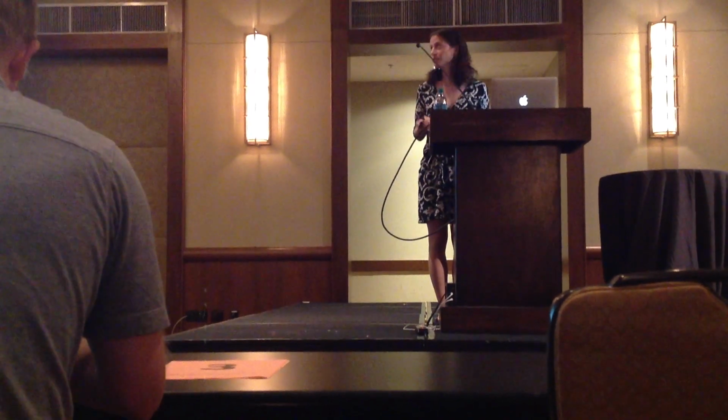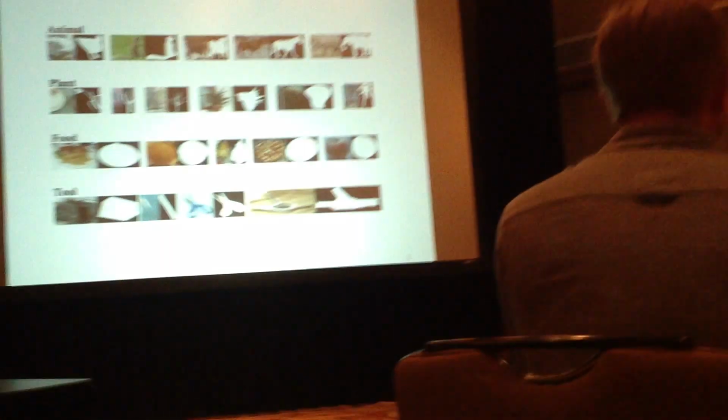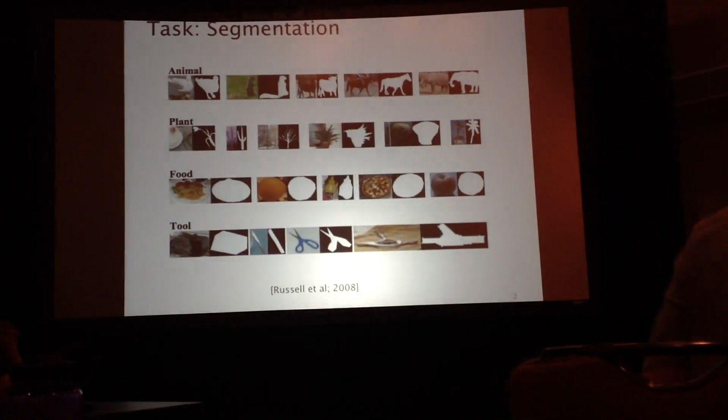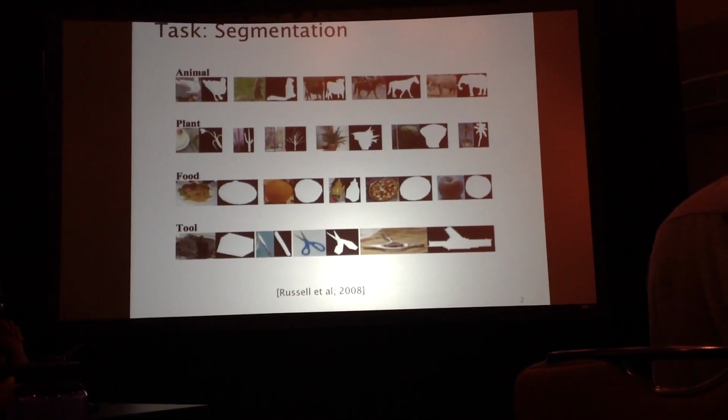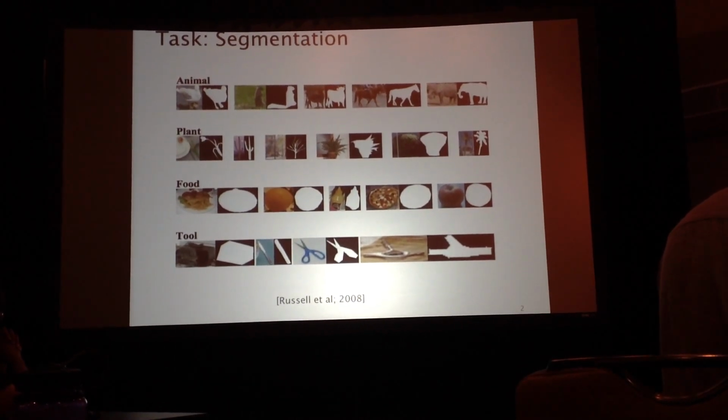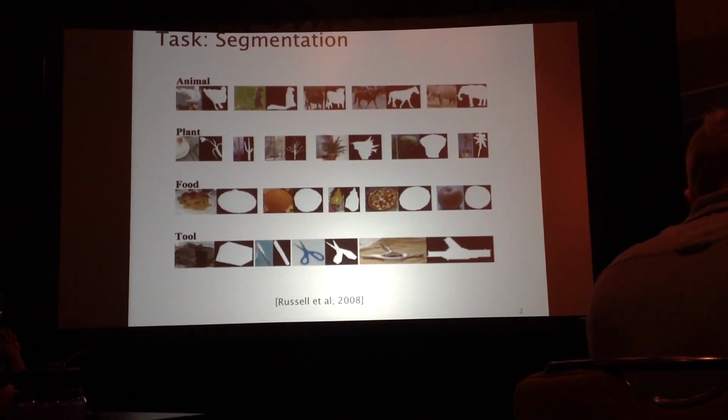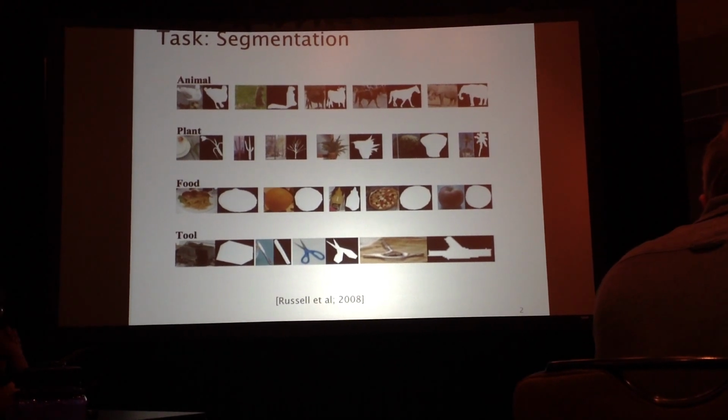So what I'm going to do today is talk about the process of annotation. Given an image, the goal is to pull out the most prominent object from that image. And this object could fall under various categories, ranging from animals, plants, foods, tools, etc.